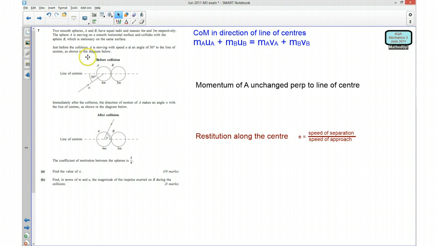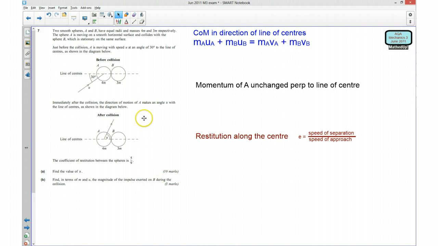Just before the collision, A is moving with speed u at an angle of 30 degrees to the line of centres as shown in this diagram. Immediately after the collision, the direction of motion of A makes an angle alpha with the line of centres as shown in the diagram. The coefficient of restitution between the spheres is 5/9, and we first of all want to find the value of alpha, and this is a 10-mark question, so it's quite a lot of work to do here.